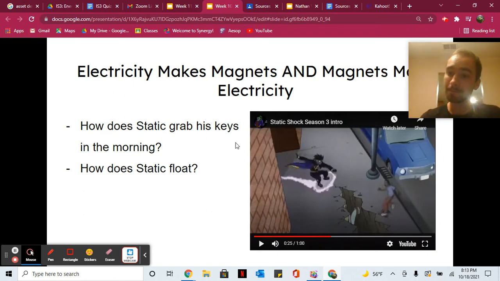The point is that electricity makes magnets, and magnets make electricity. So this part is a little reversed. He is using electricity, or his electric powers, to make magnets. And what we do to produce electricity is we manipulate magnets to make the energy that we need to power our homes.